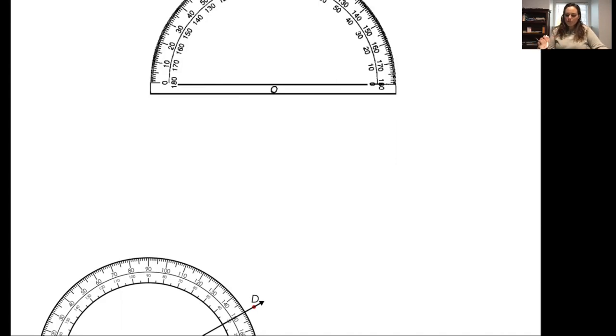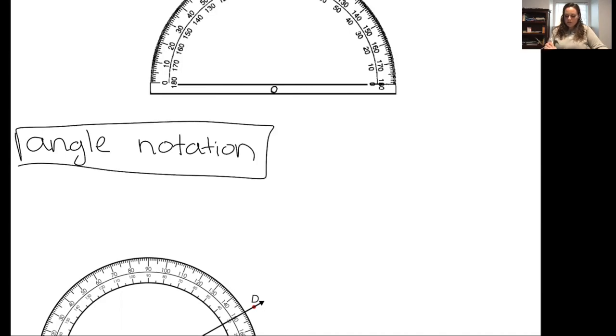So the vocab word we want today is called angle notation. And this is just a fancy way to say angle name. But there's a specific way that we do this. We don't give a name called Fred. You know, this isn't angle Fred. So what we do is we rewrite it a little bit differently.